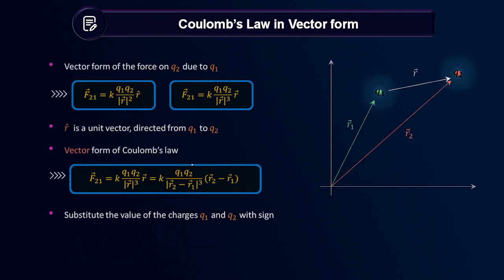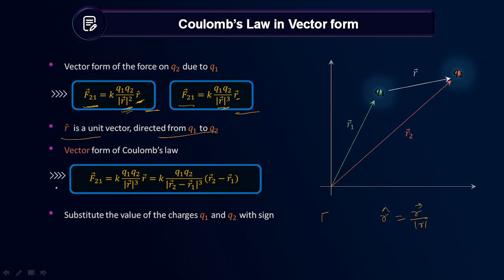Next, in vector form, we can say that force on 2 due to 1 will be equal to k q1 q2 by r square if both have the same nature, and r cap will be the direction of force. So if you use r cap, then force on 2 due to 1 will be k q1 q2 by r square times r vector divided by the magnitude of r vector. When we write r cap, that is nothing but r vector by magnitude of r vector, so both are the same. r cap is a unit vector directed from q1 to q2.